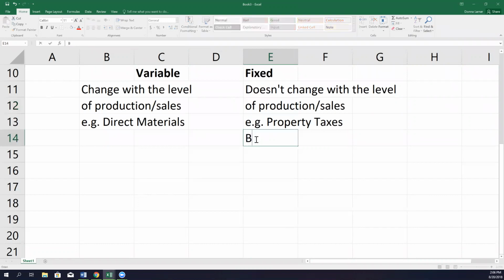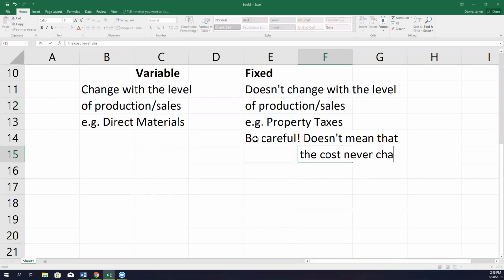And I want you to be careful of something. It doesn't mean that the cost never changes. Property taxes can change. New things are levied, the value of your building can go up or down, but it would still be considered a fixed cost because there's no correlation between it and what's happening to production or sales. So that can be a little tricky.